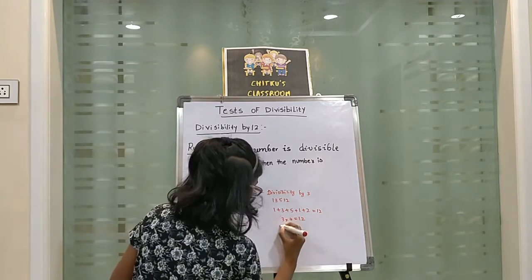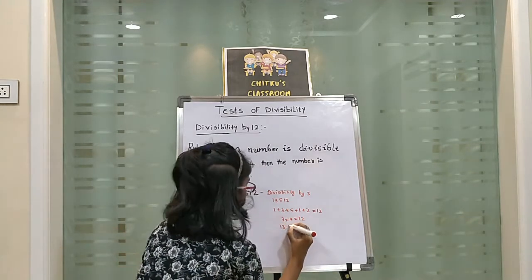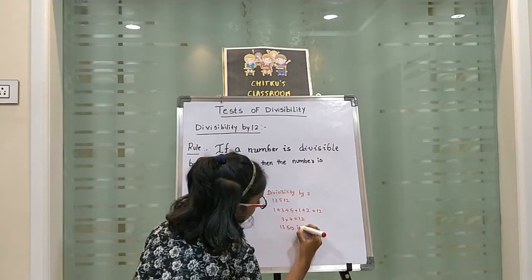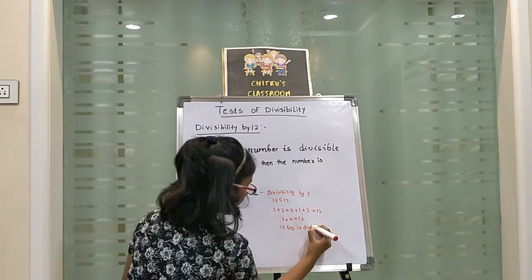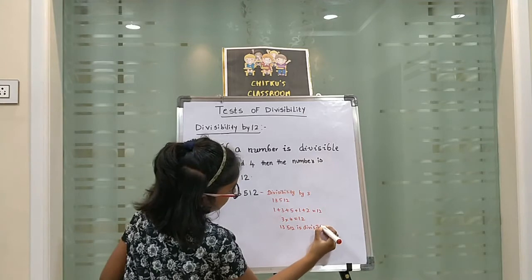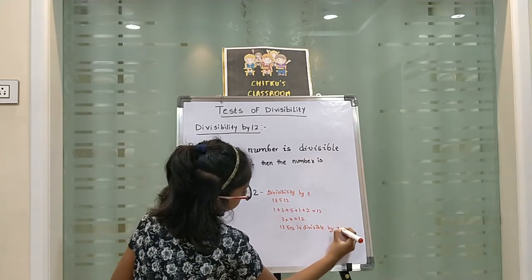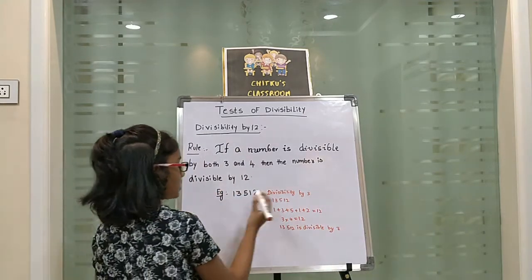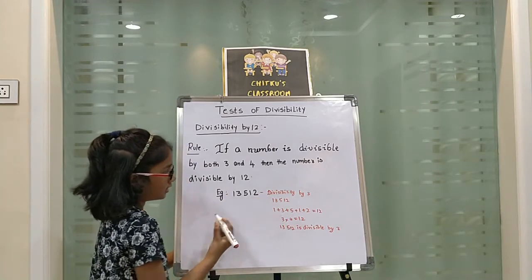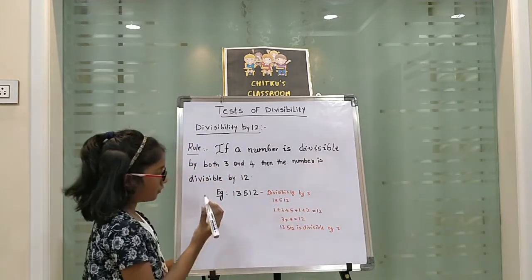So 13,512 is divisible by 3. Okay? So now let's check if this number is divisible by 4 or not.